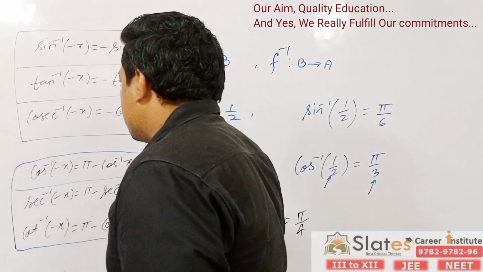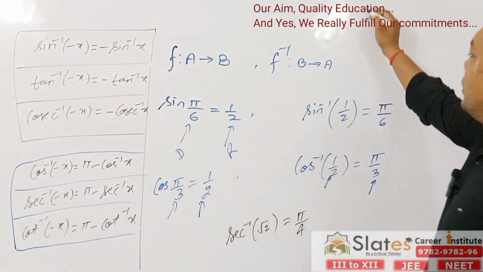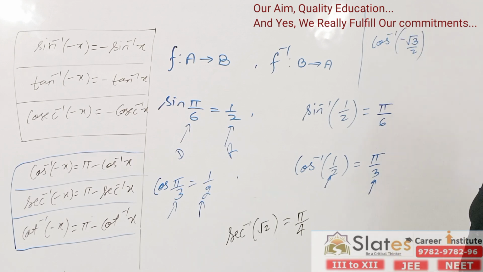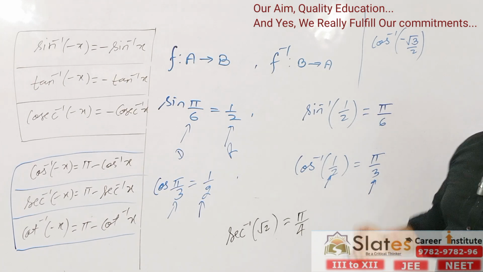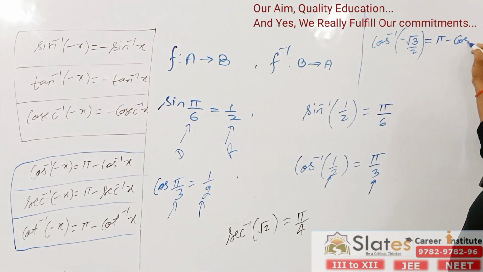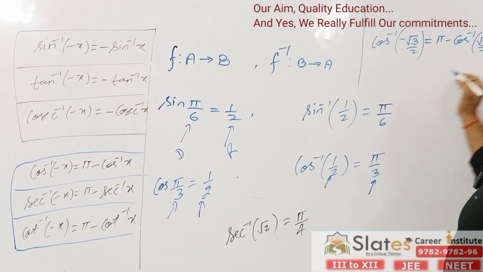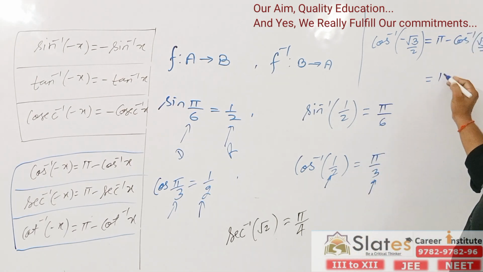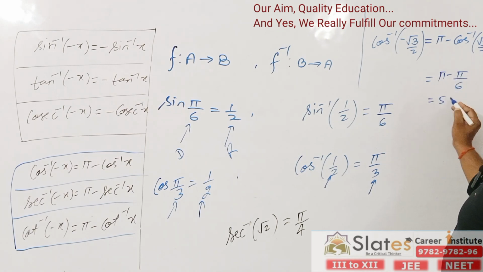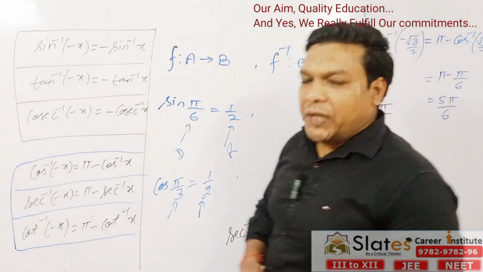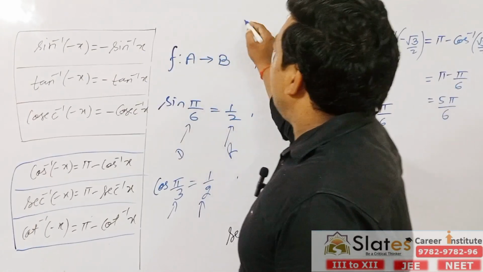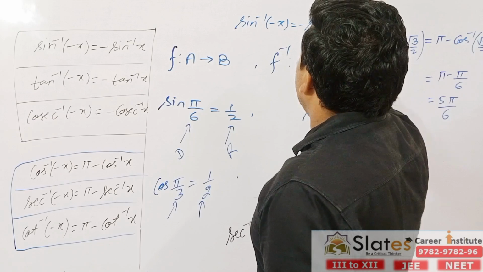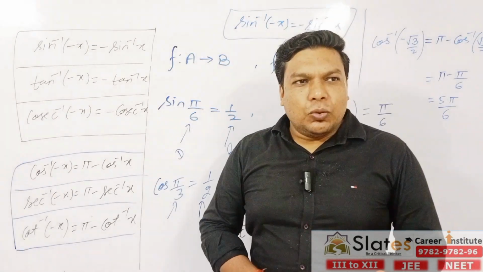So suppose we need to find cos inverse of minus root 3 by 2. First it will be pi minus cos inverse of root 3 by 2. And what is cos inverse of root 3 by 2? Pi by 6. So it is pi minus pi by 6, which is 5 pi by 6. Now let's see why sine inverse of minus x is equal to minus of sine inverse x. Just try to prove it.